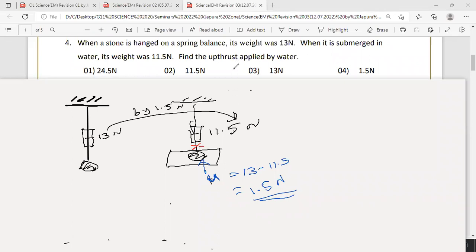So question number 4, the answer is the 4th, 1.5 Newton. Please raise your hand if you got the upthrust as 1.5 Newton. Those who did this at home, you can mark with the red pen. You can check whether you are okay with the grade 10 work.